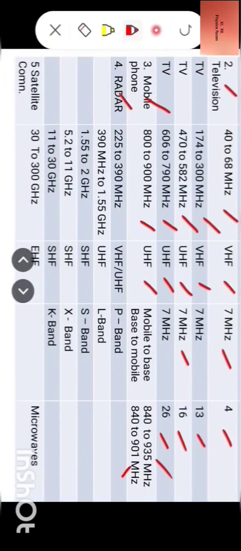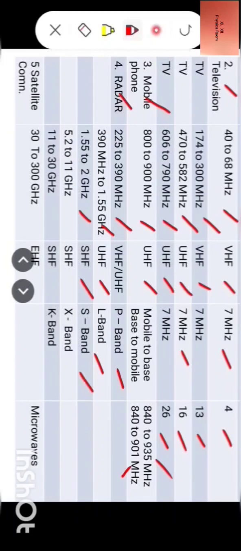Now fourth, radar. Radar also operates between different frequency ranges. So first range of radar is 225 to 390 megahertz, which is partly in VHF and partly in UHF, and we call it as P band. Another range of radar is 390 megahertz to 1.55 gigahertz. It is in UHF range, and we call it as L band. Next range is 1.55 to 2 gigahertz. It is in SHF range, super high frequency range, and we call it as S band.